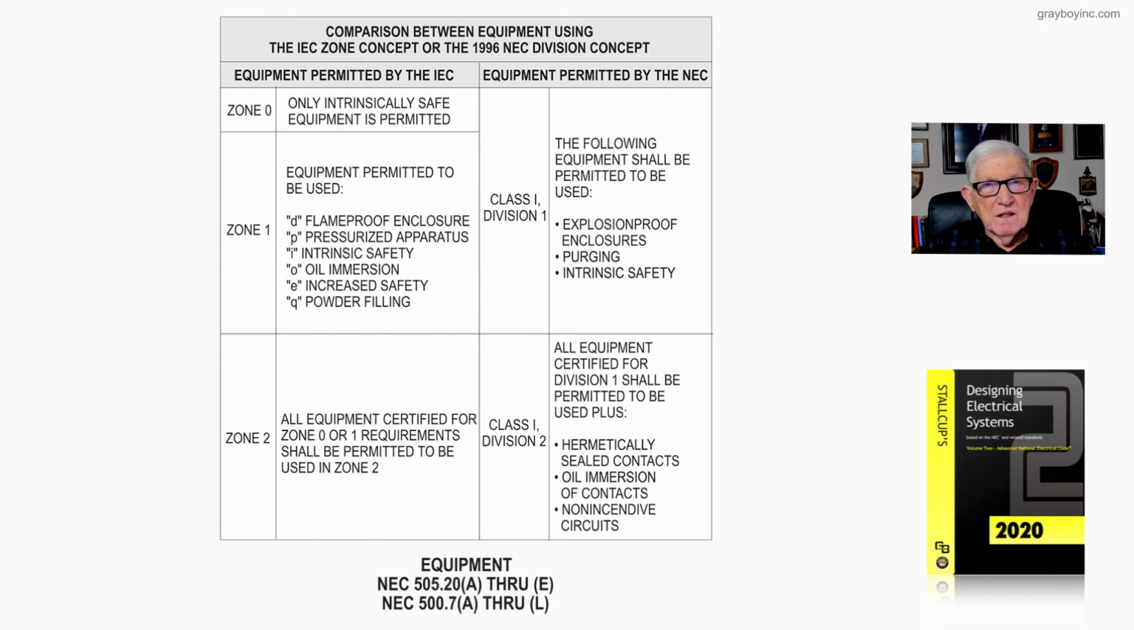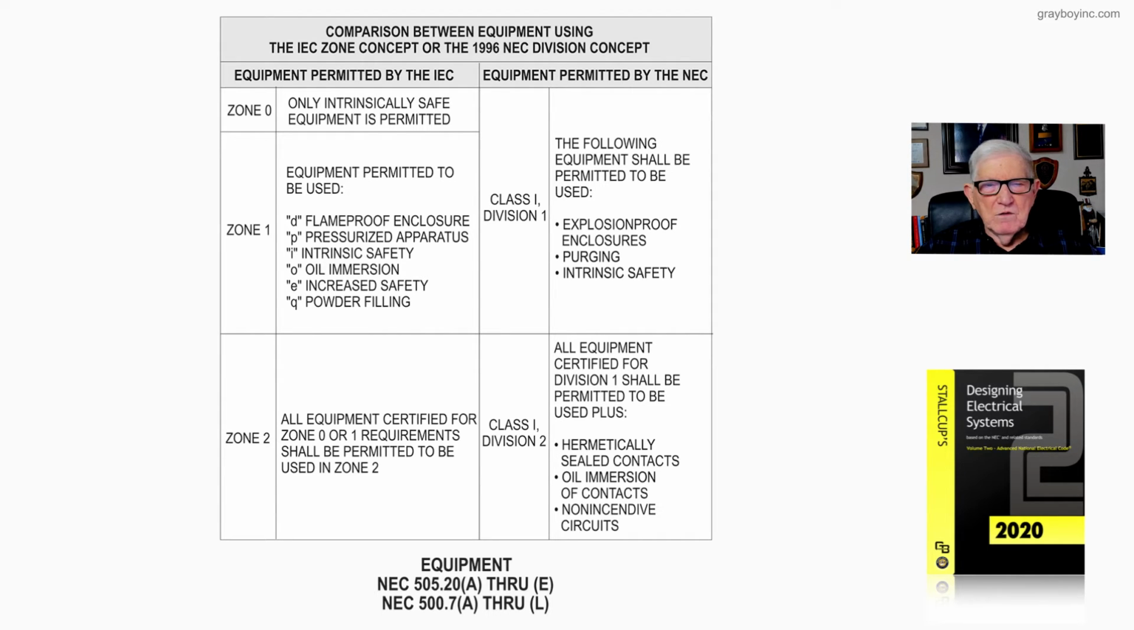intrinsically safe type equipment, oil immersion, increased safety, powder filling. Now we can use any of these in the Zone 1, but notice we can only use the explosion-proof enclosures, purged and pressurized, and intrinsically safe in the divisions in the NEC.